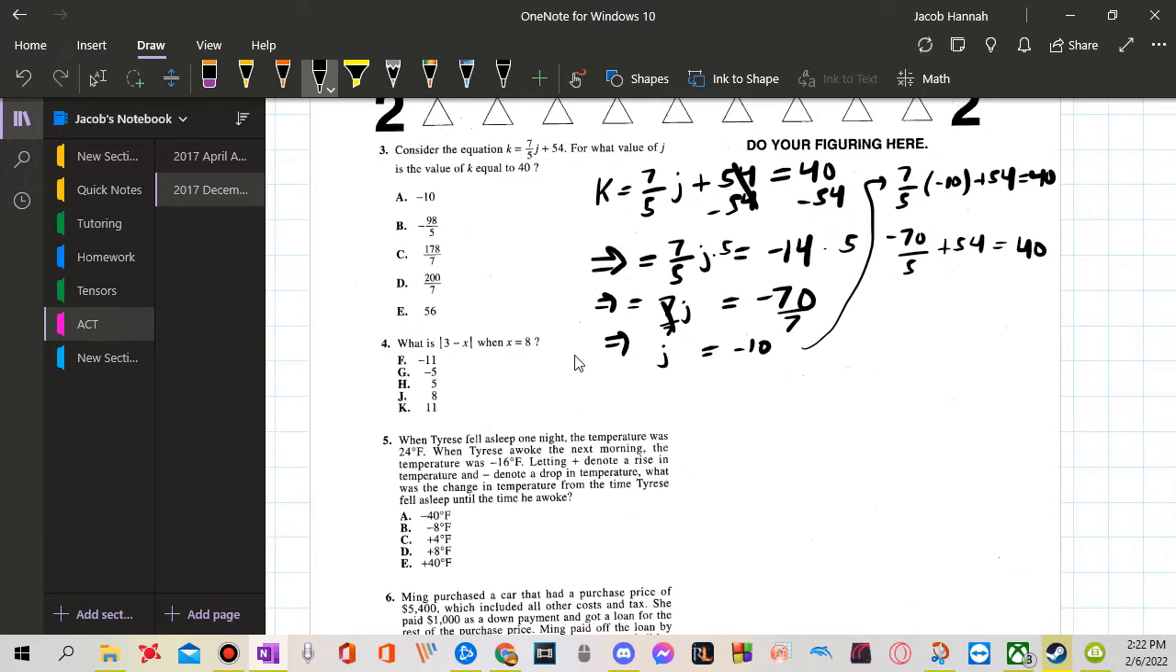Negative 70 divided by 5, that's kind of the reverse operation over here. So that's going to be negative 14 plus 54 equals 40. And negative 14 plus 54, that is 40. And that does equal 40. So negative 10 is our answer. Cool.